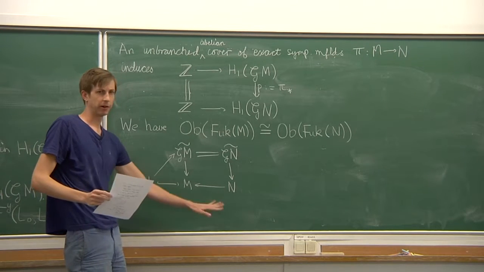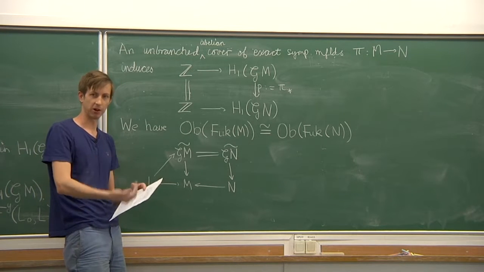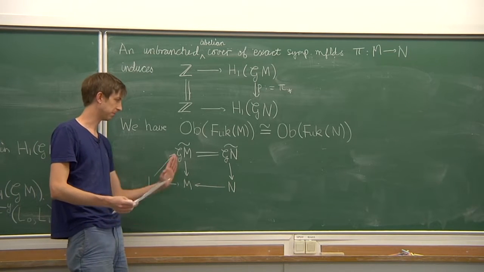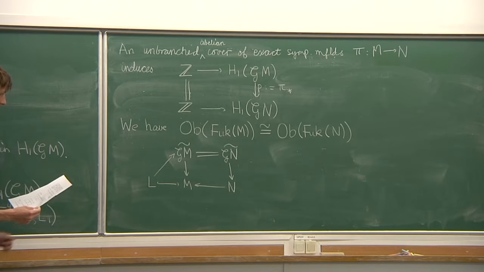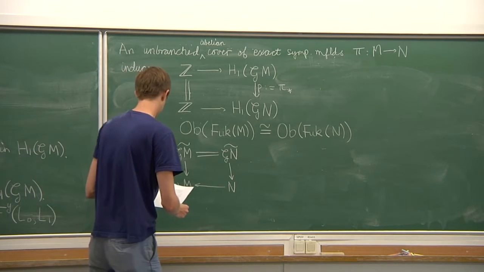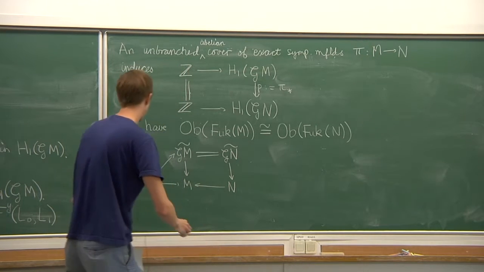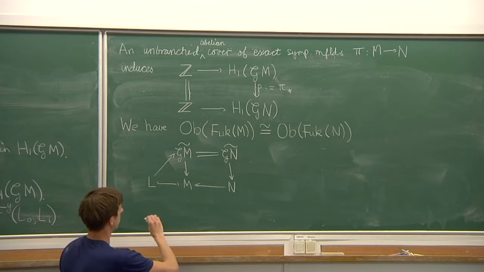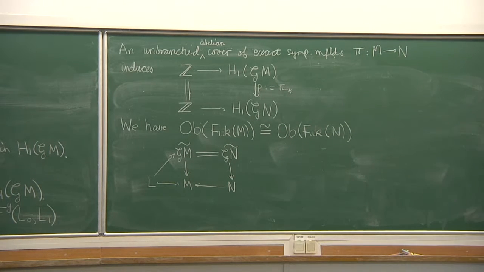Okay. So there are issues having to do with whether you can allow immersed versus embedded Lagrangians in your Fukaya category, but let's ignore them for the moment. So we have the same objects in our two categories, but the morphism spaces are different.